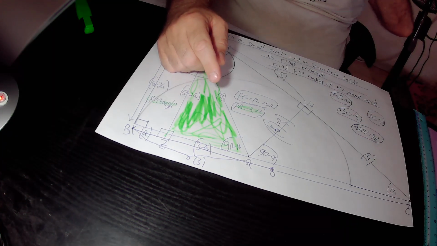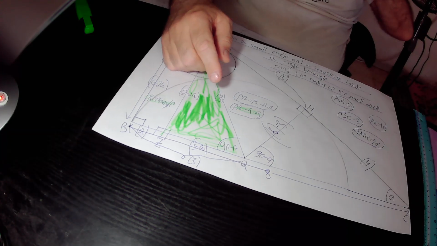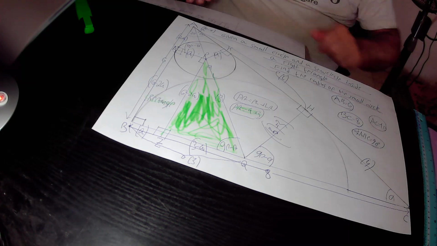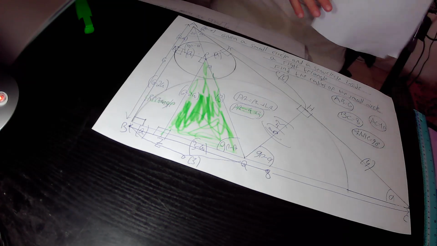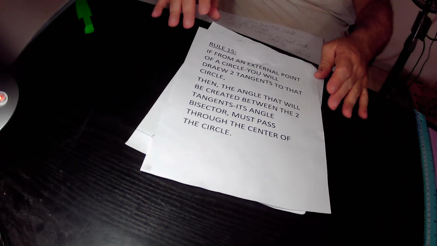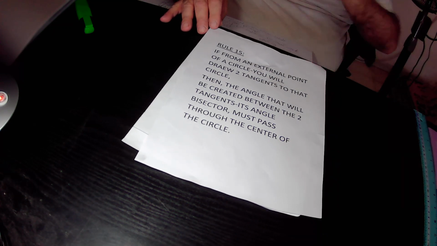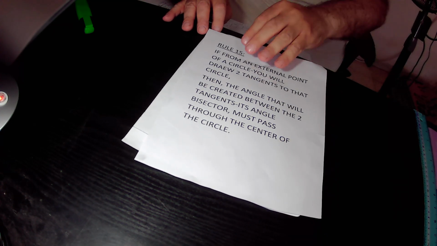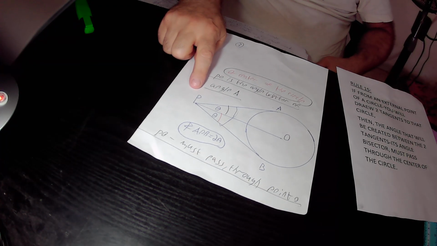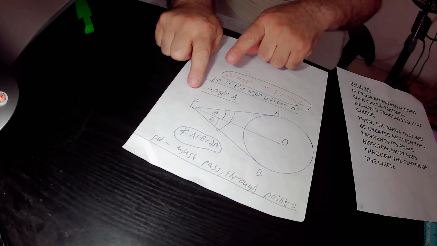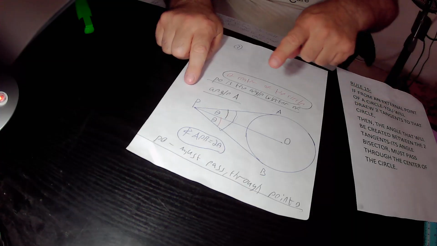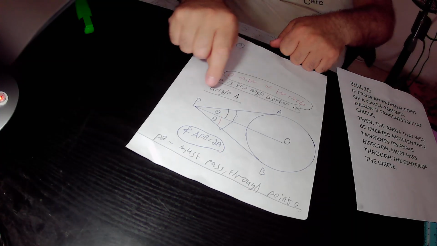In the next step, I presented to you a new rule and implemented the new rule in our drawing. The new rule is rule 15. Repeat quickly on rule 15. According to rule 15, if from an external point of a circle you draw two tangents to the circle, so here we have, this is the external point P. From this external point P, we draw two tangents to this circle, tangent PA and tangent PB. By drawing the two tangents PA and PB, we created here angle APB.